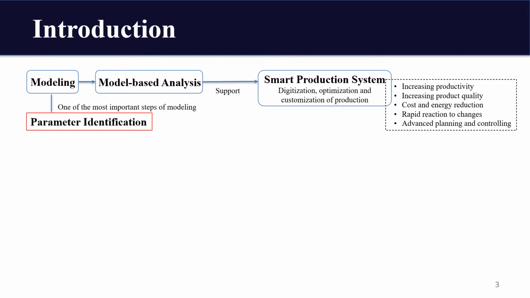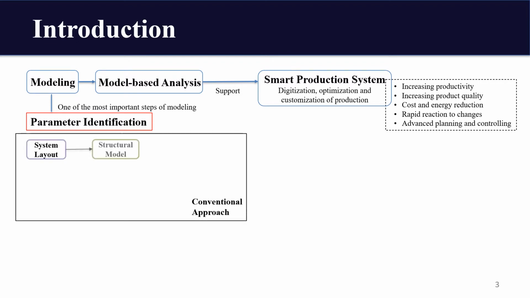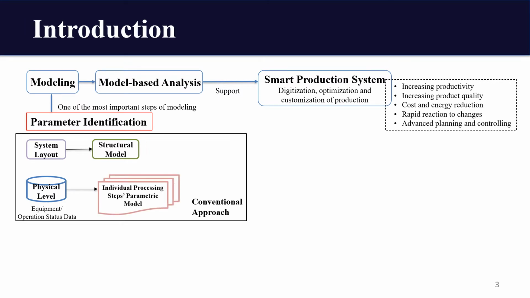In the process of modeling, parameter identification is one of the most important steps, and this paper focuses on parameter identification. In the conventional approach, we first build structural models based on the system layout, and then we collect data from each individual workstation at the physical level and come up with methods to aggregate data and to extract the model parameters for individual processing steps' parametric models, and finally obtain the overall system model.